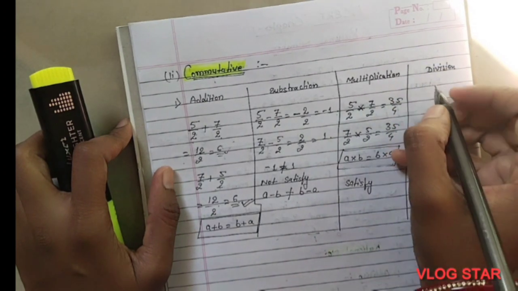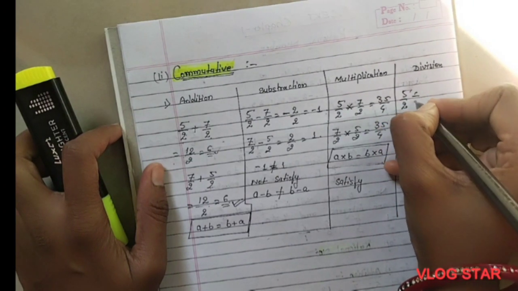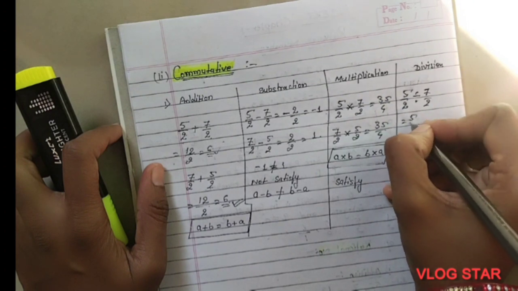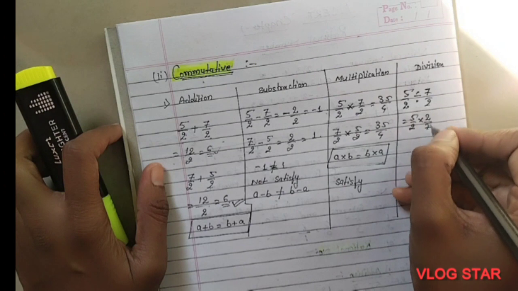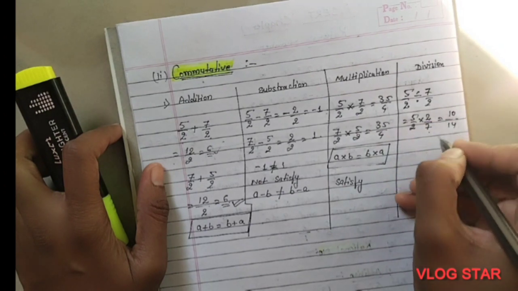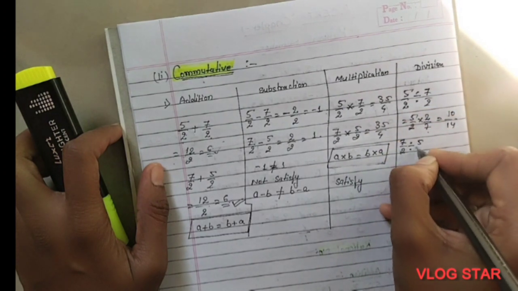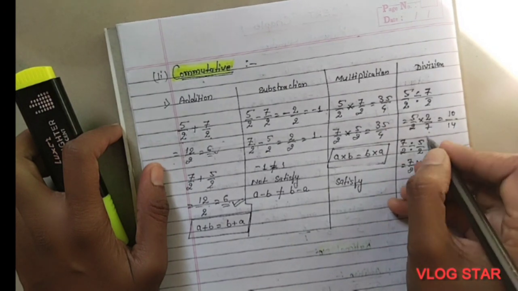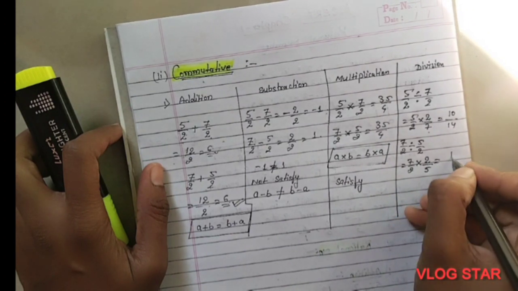Okay, now we will check for the division. If I take the same example, 5 by 2 divided by 7 by 2, I will get 5 by 2 times the reciprocal of 7 by 2. The reciprocal of 7 by 2 is 2 by 7. Multiplying, I will get 10 by 14. Now reverse this number, means 7 by 2 divided by 5 by 2. You will get 7 by 2 into the reciprocal of 5 by 2, which is 2 by 5, which means 14 by 10.